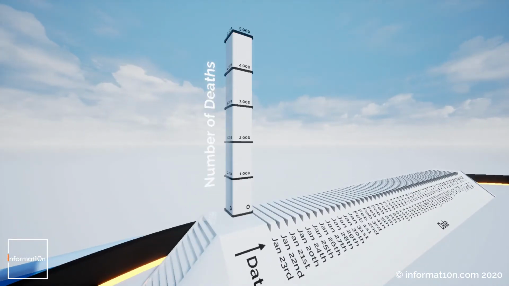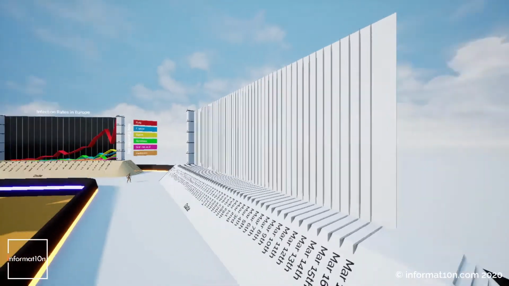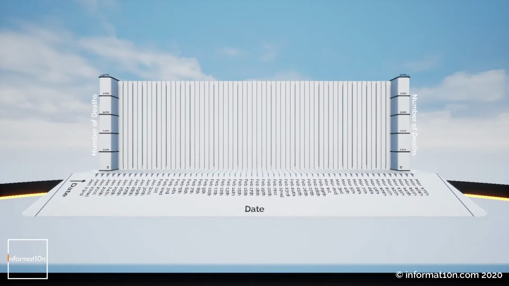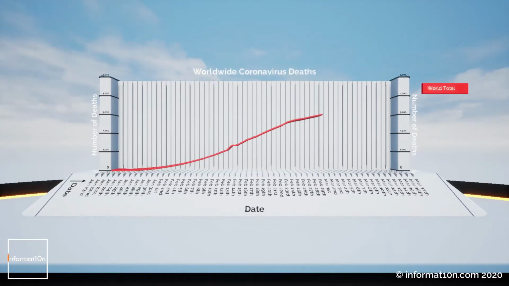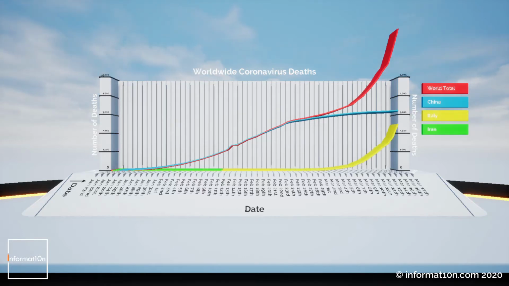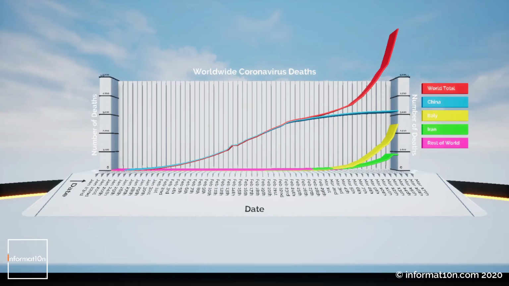So this first chart here is showing the number of deaths in total. The vertical axis runs from 0 at the bottom to 5,000 at the top. The first line we're going to see here is the world total for the number of deaths due to coronavirus. The second line is the number of deaths in China specifically, and you can see that for most of that chart, up until late February, the red line and the blue line are pretty much mirroring each other. This is because the number of deaths occurring in China was pretty much accounting for all of the deaths worldwide.